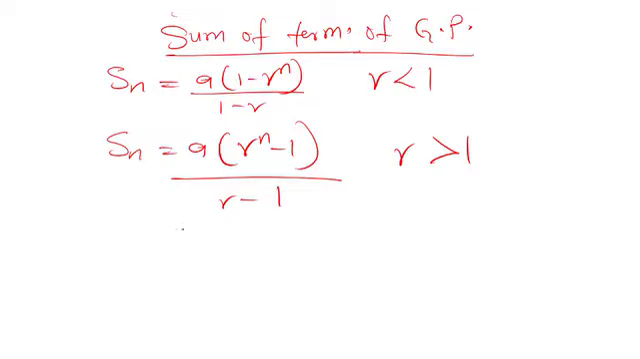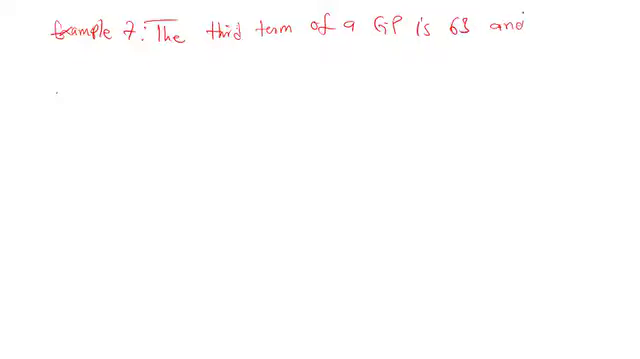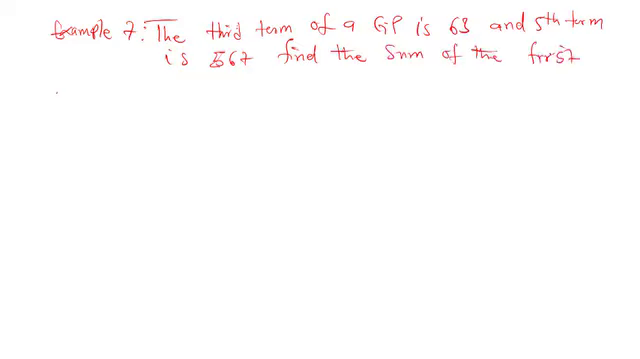If I say, for example, let's apply this under sum of terms, let's call it example 7. We can say the third term of a GP is 63 and the fifth term is 567. Find the sum of the first six terms of the progression.